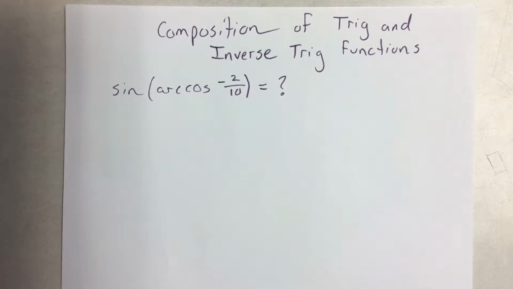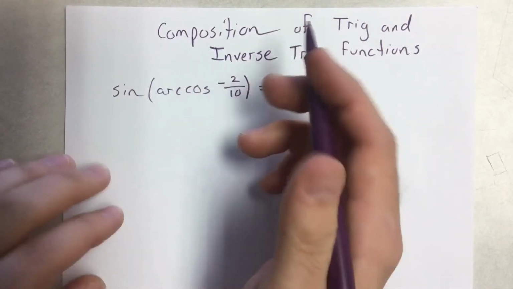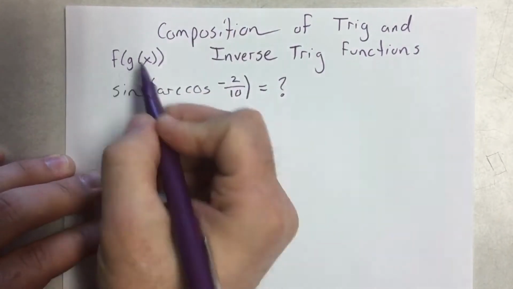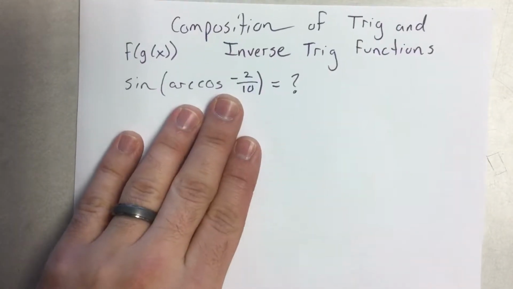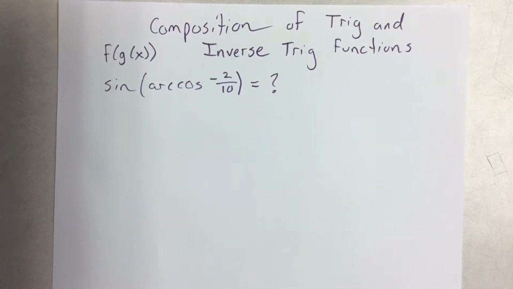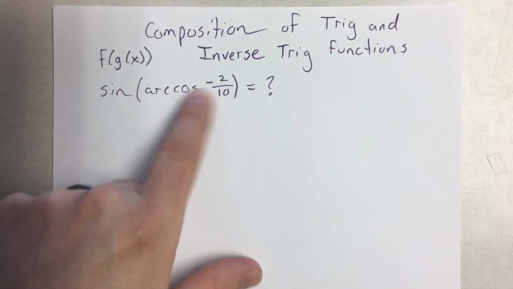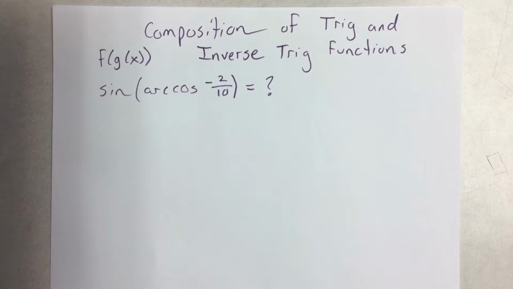Here we are, composing trig functions with inverse trig functions. And what is meant by that is, if you recall f of x of g of x, we are essentially doing that with inverse trig functions and trig functions. We see an example that we have solved previously in the lesson before this one. So we have arc cosine within the sine function. And how we do this.